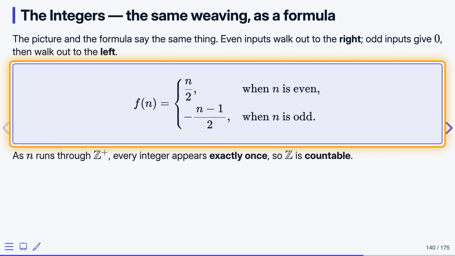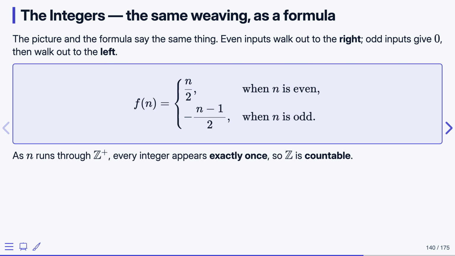When n is odd, f(n) is minus (n minus 1) divided by 2. So n equals 1 gives 0, n equals 3 gives -1, and n equals 5 gives -2. The odd inputs give 0 first, then walk out to the left. So the even inputs cover the positive integers, and the odd inputs cover 0 and the negatives. Between them, they reach every integer exactly once, which is what countable means.